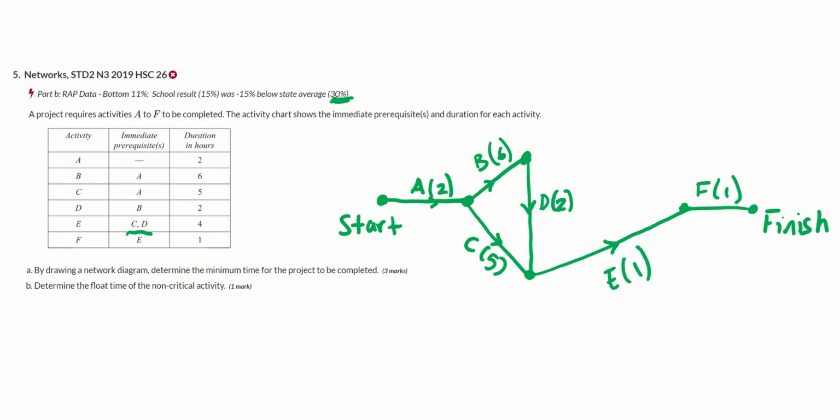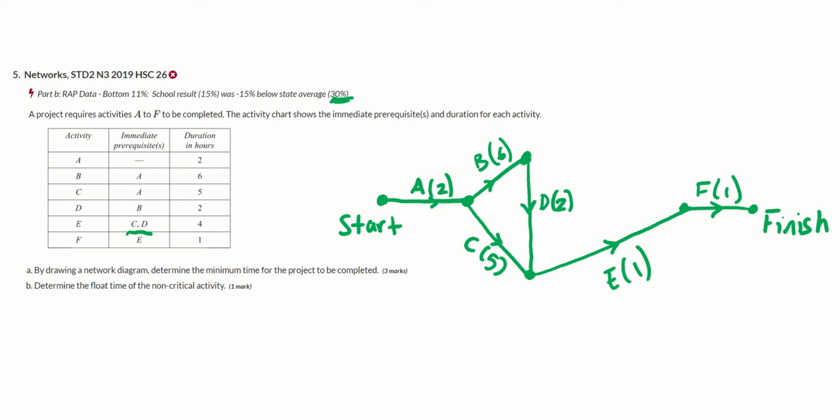Now I could have also, well actually no, that's exactly how I would have drawn it. Okay, so now we've done that. That was worth 3 marks. Make sure all your activities have arrows. Make sure you've labelled the duration and you've got start and finish.